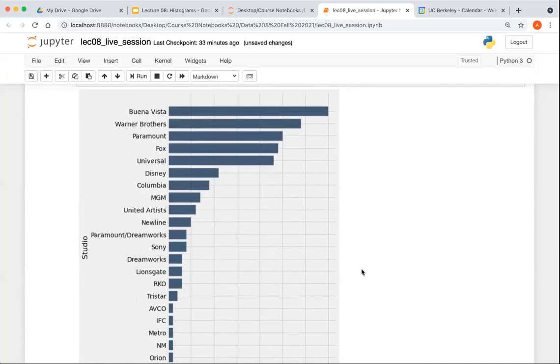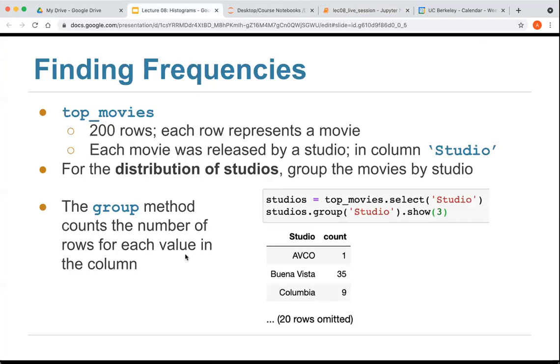Buena Vista and Warner Brothers are at the top. Warner Brothers releases which movies? Do you know? Warner Brothers, yep. Harry Potter as well, yes, exactly. And there's Star Wars and so on. So these are high. Okay, so you have now a visualization of your data.